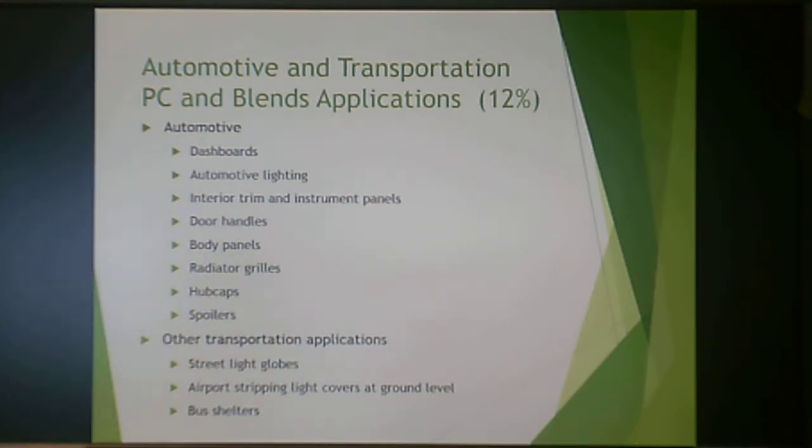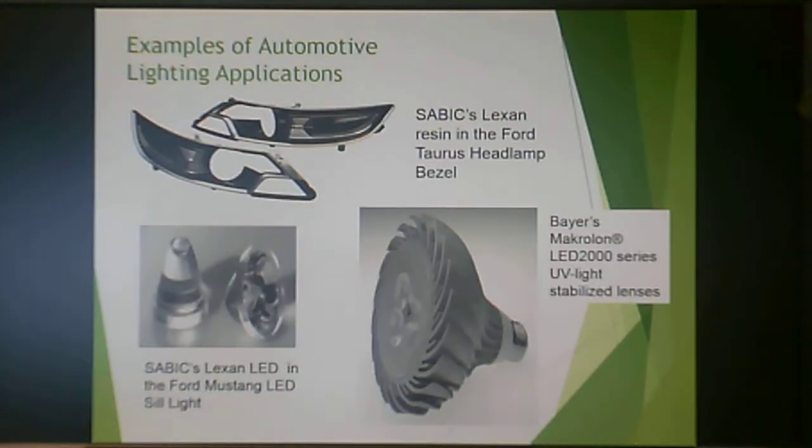Hubcaps and spoilers. They're also used for street light globes, so they need to be clear, but they need to withstand, say, people throwing rocks at street lights. They're also used for airport strip light covers that are at ground level, and they're used for bus shelters. So that's your protective glazing application. Instead of glass, they use polycarbonate for bus shelters.